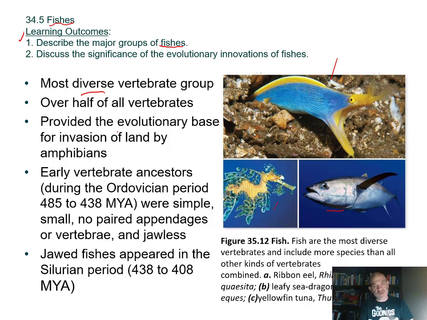Amphibians are the next group to evolve later on. Looking at the early fishes, we're going to look at these ancestors. They were evolving back during the Ordovician period, which was from 485 to 438 million years ago. And right there, I was able to draw that on my timeline. I put a bar there from that approximate range.